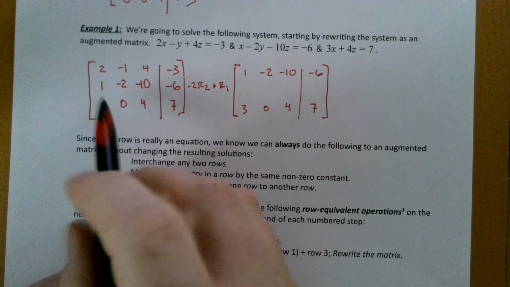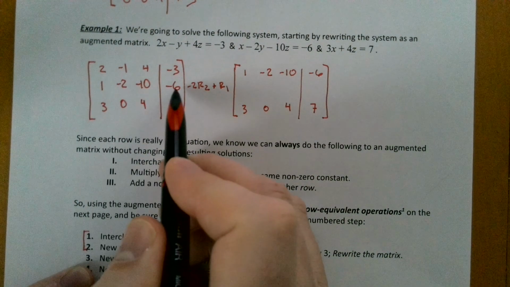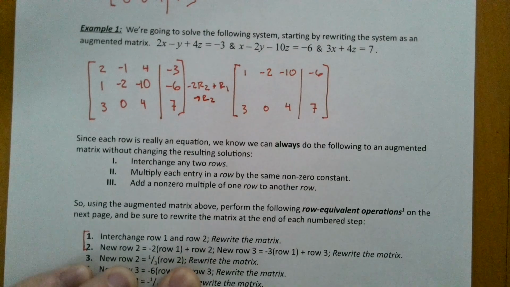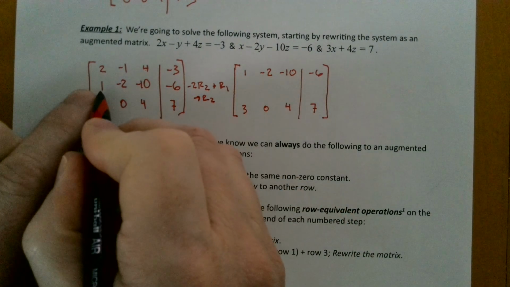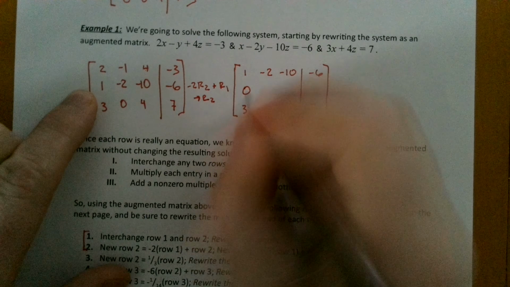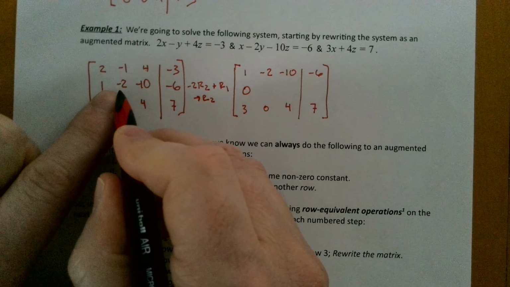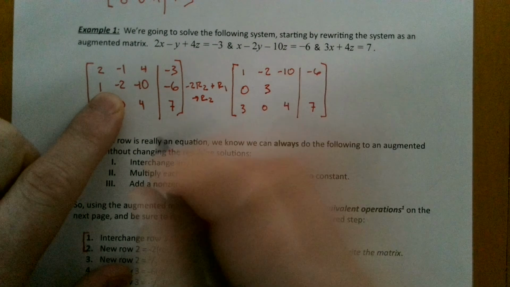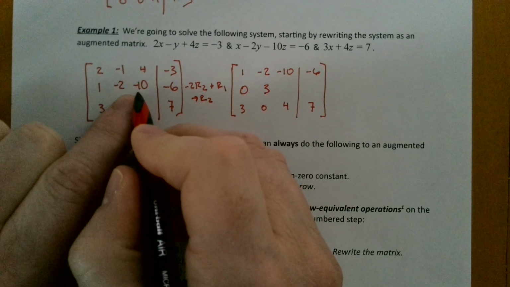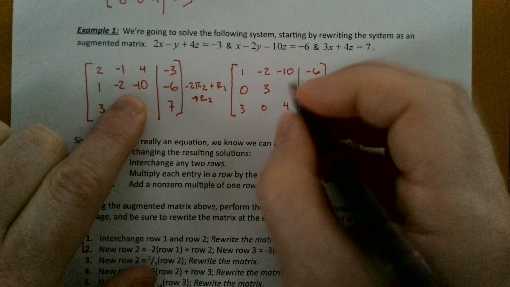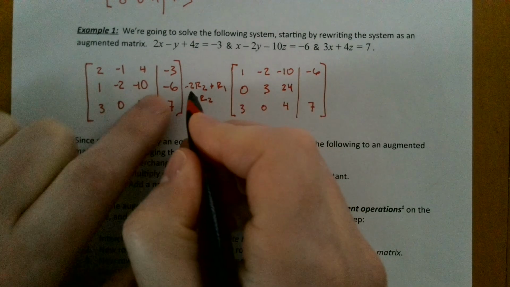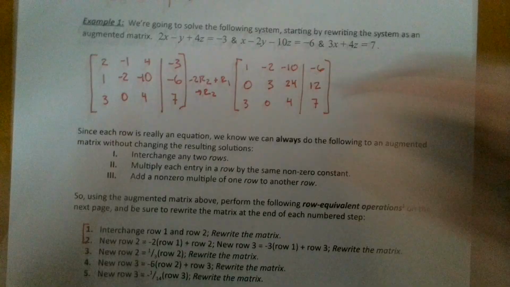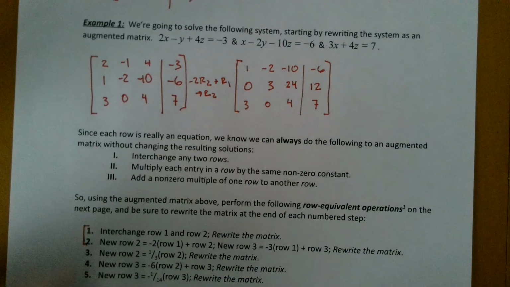Then we multiply -2 times this and add it to that, and that becomes the new row 2. I forgot to put the little arrow. So -2 times 2 is -4, and -2 plus 2 is 0. -2 times -2 is 4, and 4 plus -1 is 3. -2 times -10 is 20, and 20 plus 4 is 24. Then -2 times -6 is a positive 12. So there I've done these first two.